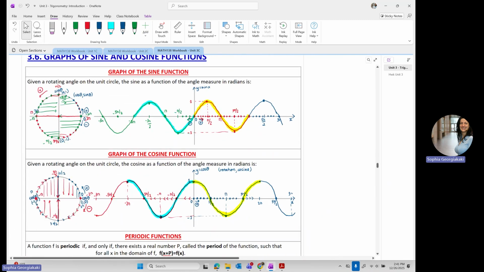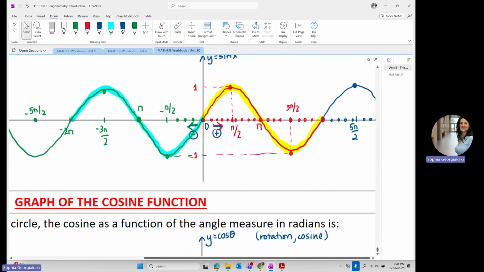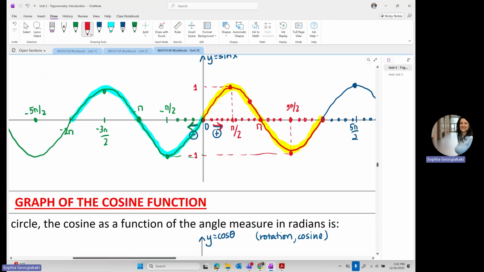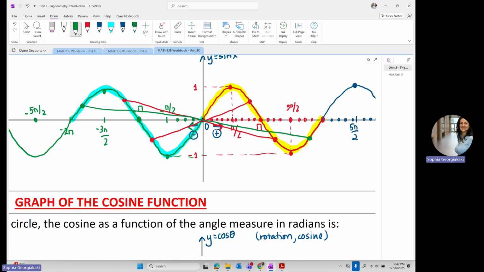So what happened here was, when I was graphing the sine function, any point on the graph had a symmetric point with respect to the origin. Any point on the graph in quadrant 4 has a symmetric point with respect to the origin. Any point in the graph in quadrant 2 had a symmetric point in quadrant 4 with respect to the origin. And that had opposite y's.